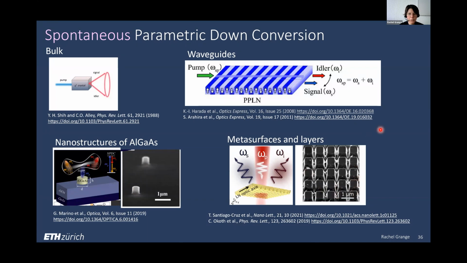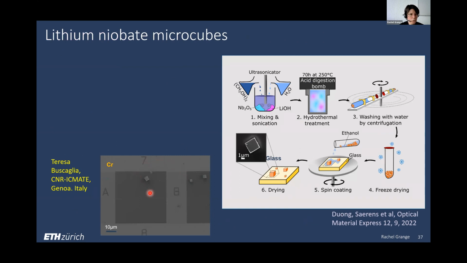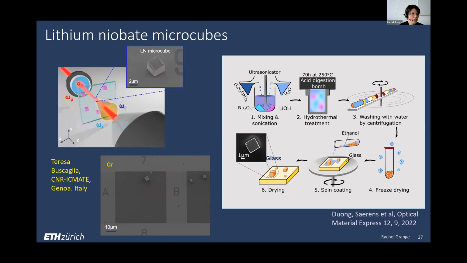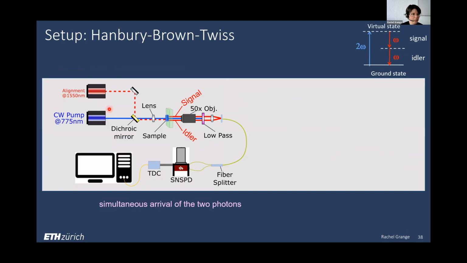And what we started working with is also bottom-up. We wanted to see if we could use bottom-up nanoparticles or first microparticles to generate those spontaneous parametric down conversion signals. And we started with lithium niobate cubes. They are 2 to 3 microns in size, and we deposited them by drop casting on a glass slide. And then we strongly illuminated this cube with our 775 nanometer pump to generate our idler and signal at typically the telecom wavelength, 1550 nanometers.